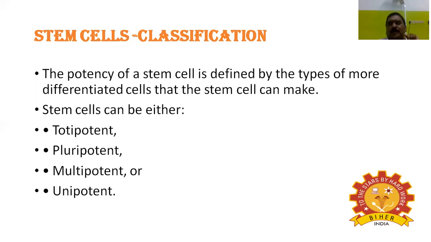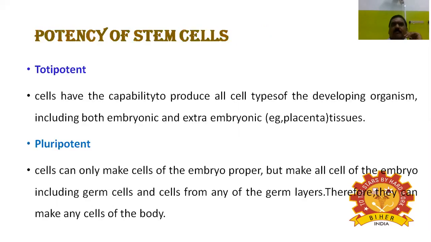What is totipotent? Toti means totally potential. Pluri means partially potential. Multi means somewhat potential. Unipotent means a little bit potential. So, totipotency, pluripotency, multipotency, and unipotency. Now let us see one by one. What is the potential of the stem cells?